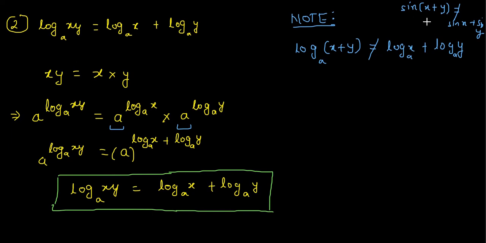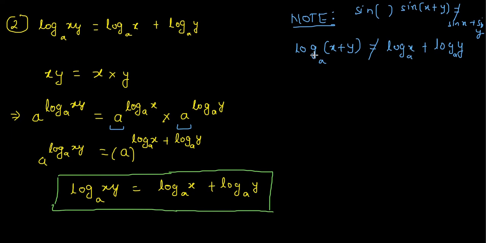Just like sine x plus y is not equal to sine x plus sine y, because this sine is a function. If you have written just sine, it doesn't mean anything. There has to be some input to sine, then only there is a meaning of sine of something. Similarly, we have log. This log is a function which is giving the logarithm of x plus y. If it is written just log, it doesn't mean anything. So we cannot distribute these. We cannot separate this x and y. So log x plus log y will be equal to log xy, not log x plus y.